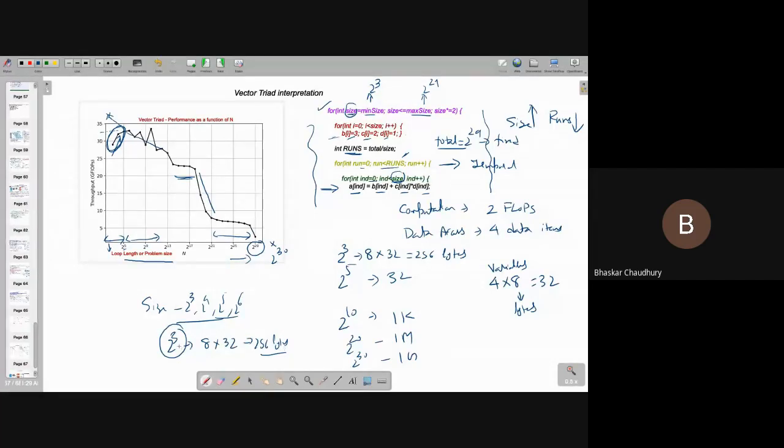So the logic is simple. You have a problem size of 2 to the power 3, which is like 8, and you have 4 variables of 8 bytes each, so that is like 32 bytes, so total 256 bytes if you are doing a 2 to the power 3 problem. And then you are just doing it several times, and that is being determined by this runs variable. So absolute use of temporal locality again and again.